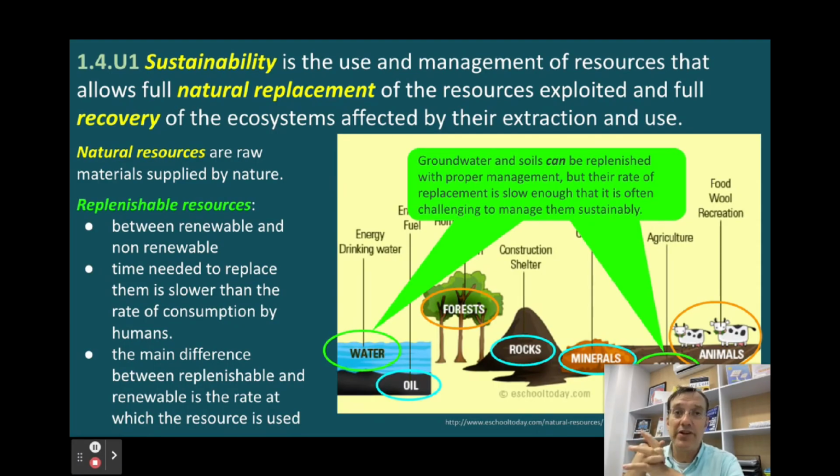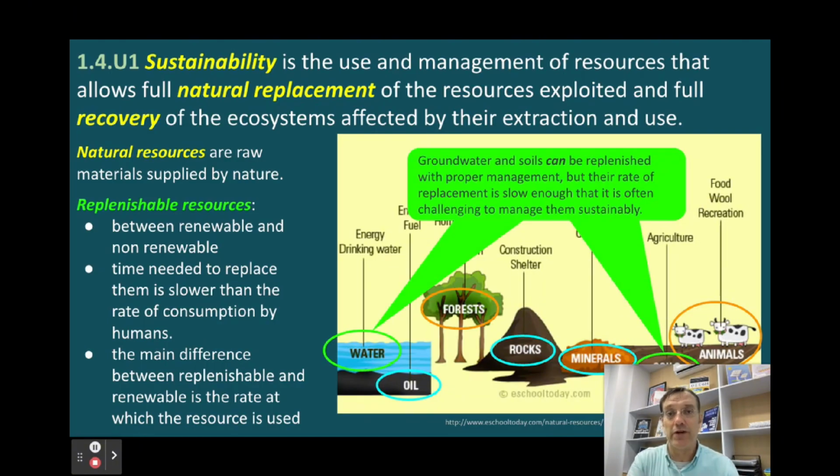In ESS, we also discuss a kind of middle category that I call replenishable resources, and these are resources that can be replenished as long as they're managed appropriately, but their rate of replacement or restocking is slow enough to make it challenging or difficult for people to actually replace them adequately.